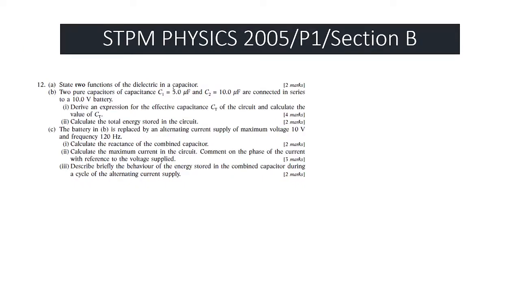State two functions of a dielectric in a capacitor. So the first one is to increase the capacitance, and the capacitance is given by C equals epsilon A per d. You can see here when this dielectric is used, the epsilon will increase, and so this C will also increase, which is one of the functions for the dielectric. And the second is to separate the charge.